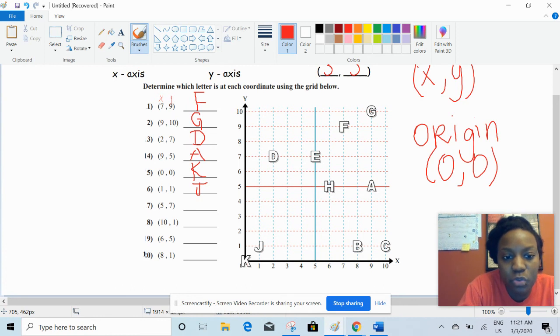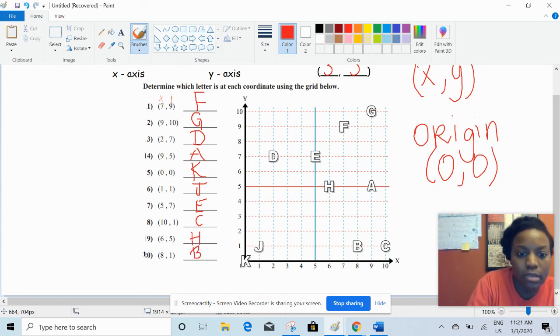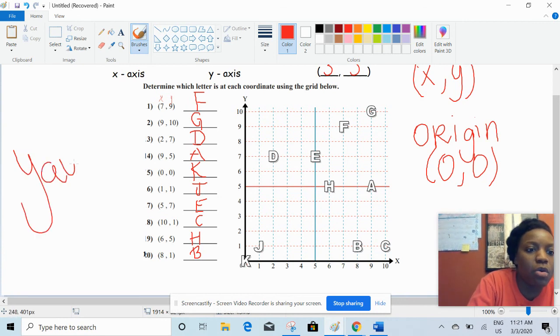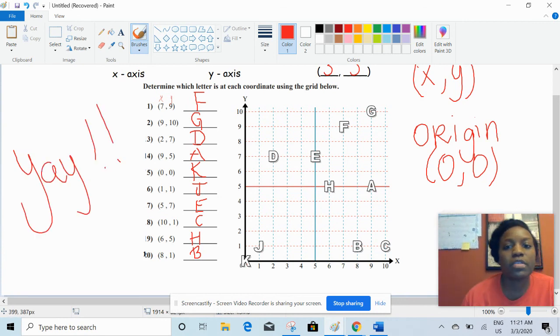Number 7, your answer for 5-7 should have been E. Number 8, your answer for 10-1 should be C. Number 9 for 6-5, your answer should be H. And number 10 for 8-1, your answer should be B. Yay! Woo, woo! You are all done with this lesson.